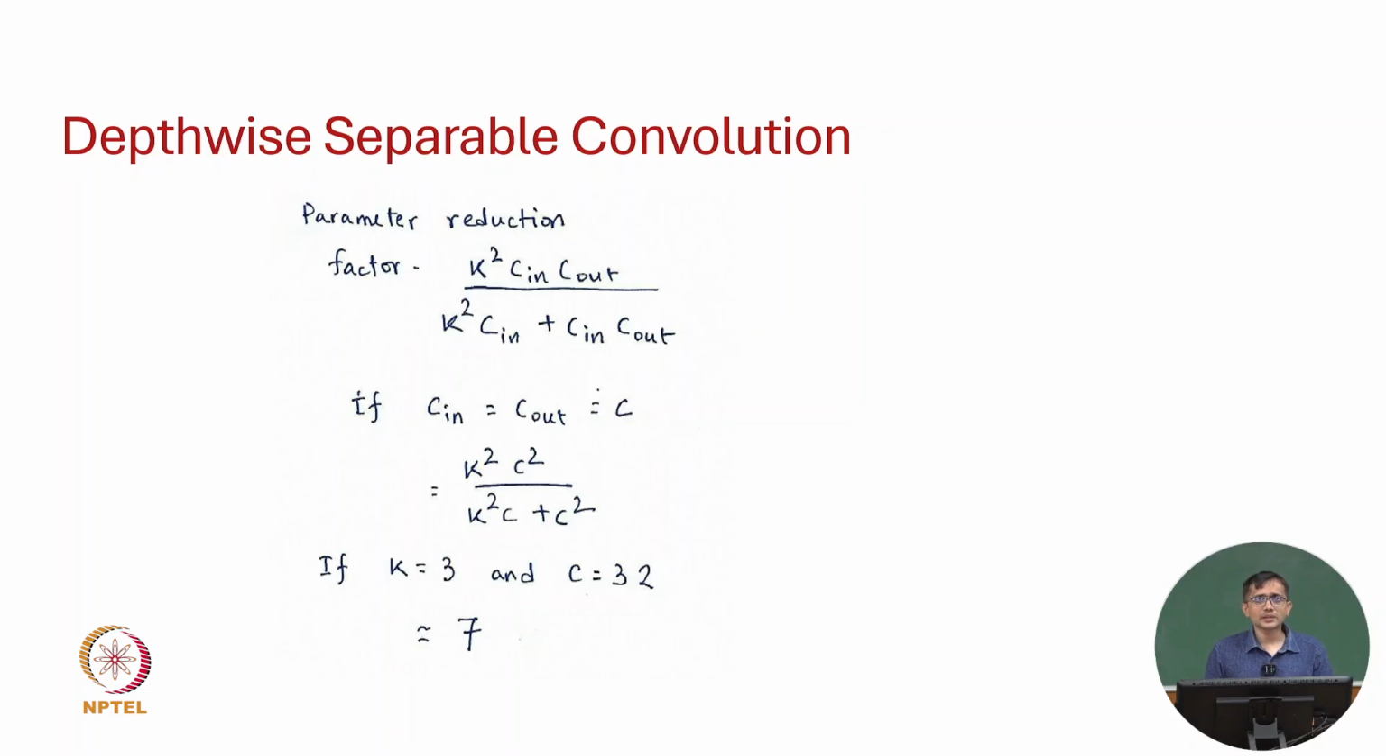So let us plug in those values. Let us plug in a value of k equal to 3 and c equal to 32, and what we'll see is that this particular parameter reduction factor is approximately 7. So this is indeed a nice parameter reduction. If we put different values of c, we'll get different such parameter reduction factors.